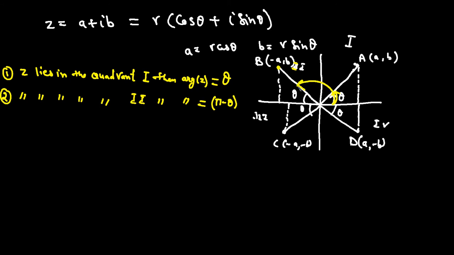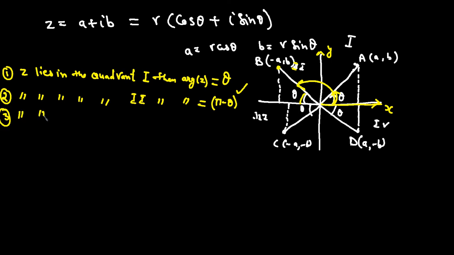So this is my argument. Remember, argument was the angle made by this vector with the positive x-axis. So this is my positive x-axis. The angle between the positive x-axis and the vector of that complex number, which is this line over here. So the total angle is pi, and you take out this theta, so pi minus theta will be the argument. Let's go to quadrant 3.